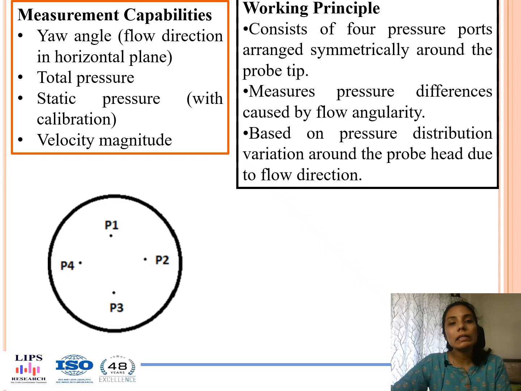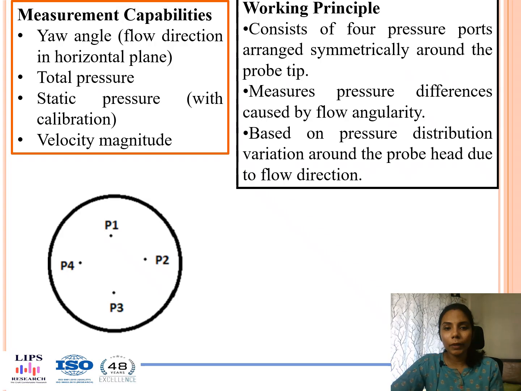When the probe is placed in a flow field, each pod senses a slightly different pressure depending upon the flow direction. If the flow is perfectly aligned, the pressure measured is symmetric. However, when the flow has an angular component, it creates a pressure difference between the pods. So these pressure differences are directly related to the flow angularity. By comparing the pressure from the different pods and using calibration data, we can accurately determine the yaw angle.